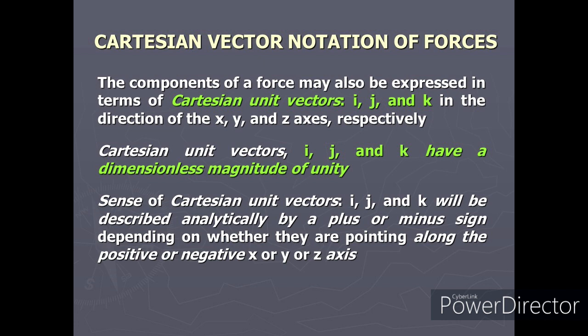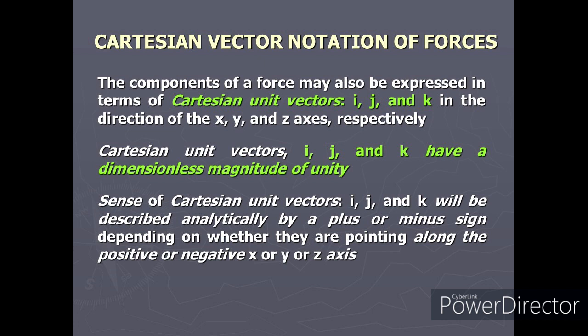The components of a force may also be expressed in terms of Cartesian unit vectors, i, j, k, in the direction of the x, y, and z axis respectively. Cartesian unit vectors have dimensionless magnitude of unity, as they are called unit vectors. Their magnitude is unity, 1, and they are dimensionless. Okay? So, what purpose do they serve? They serve to indicate the direction of the Cartesian axis.